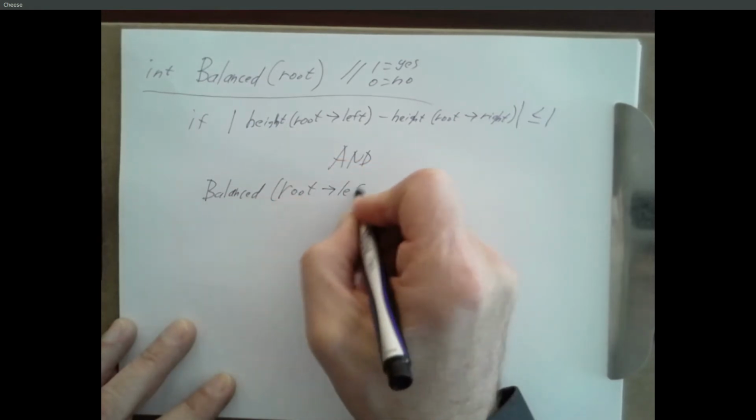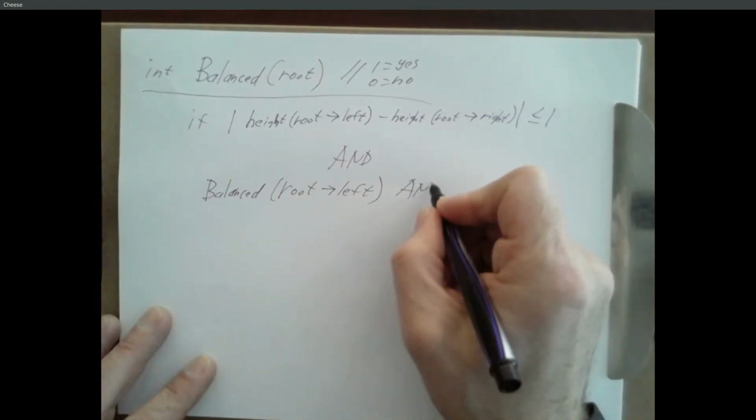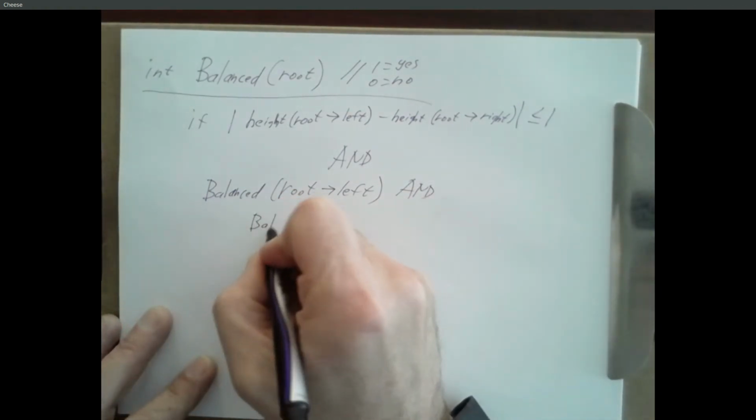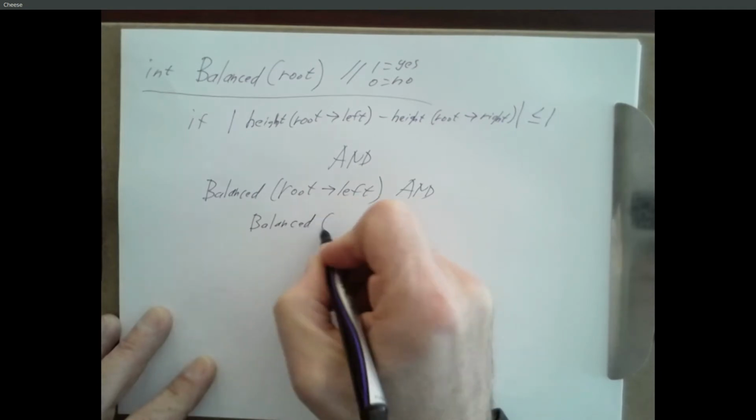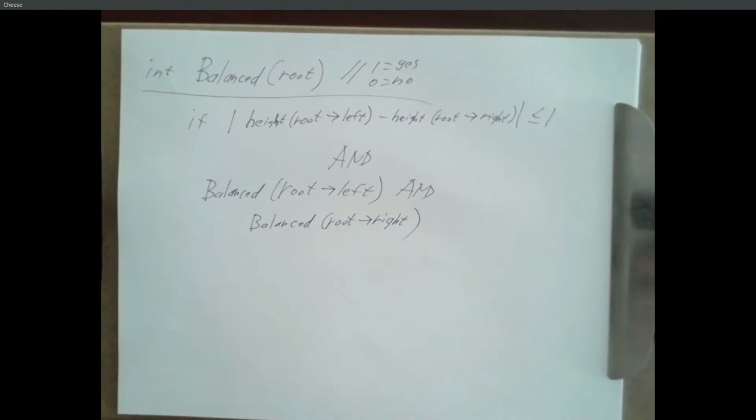And the left subtree has to be balanced. And the right subtree has to be balanced. So if all 3 of those things are true, the tree is balanced. So left and right subtrees heights are within 1. Left subtree is balanced, the right subtree is balanced. All 3 are true, the tree is balanced.